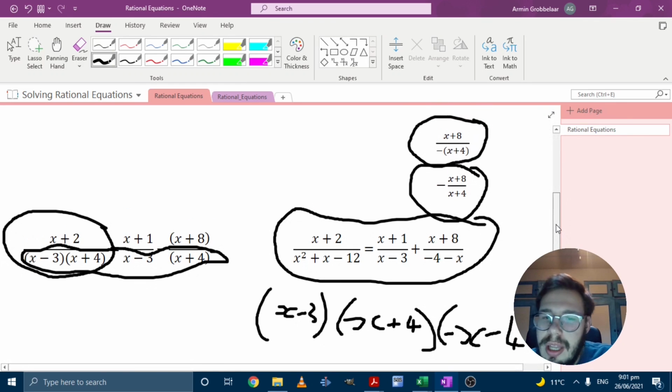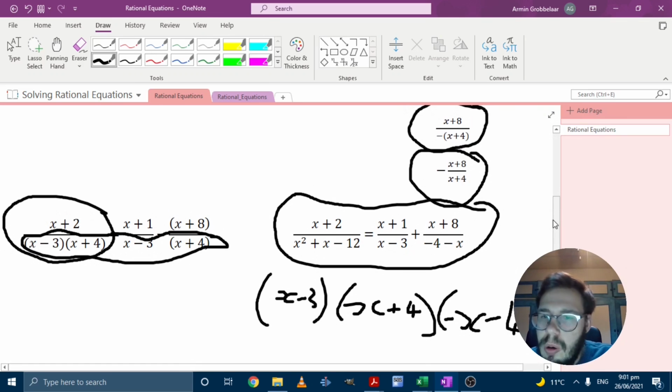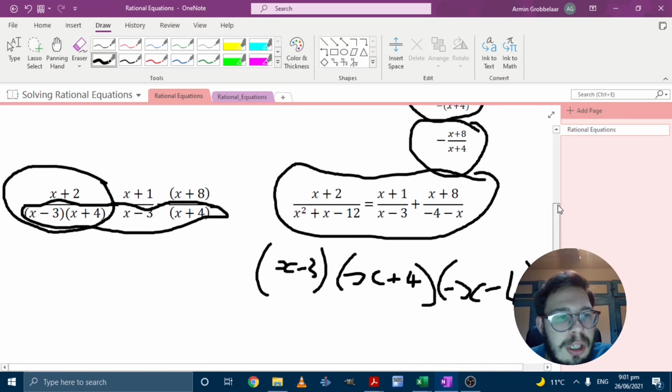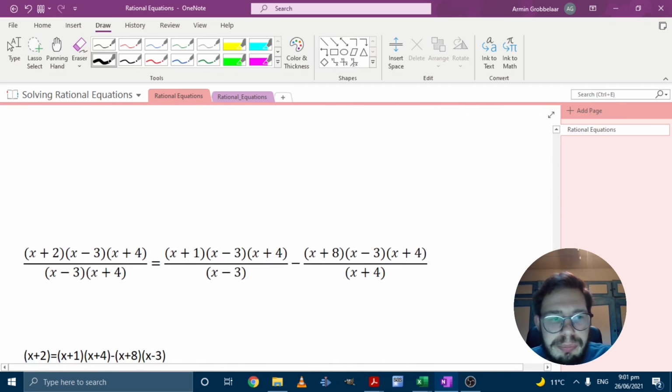So that's a way that they can make it look harder or make you do much more work, but if you just take the minus out, then it will make it much simpler. So you must look out for that. So then you multiply each term by x minus 3 and x plus 4, and then you get the following.